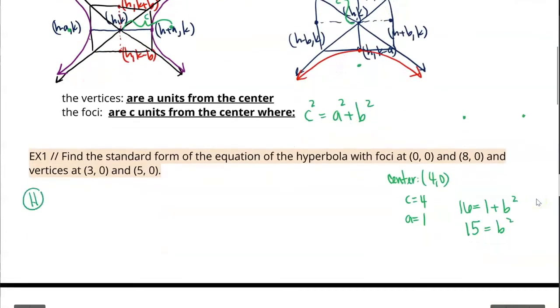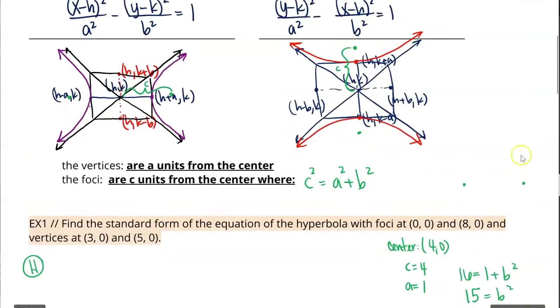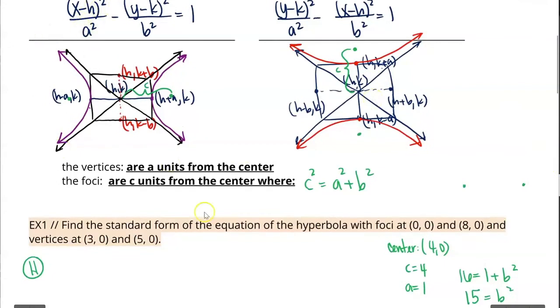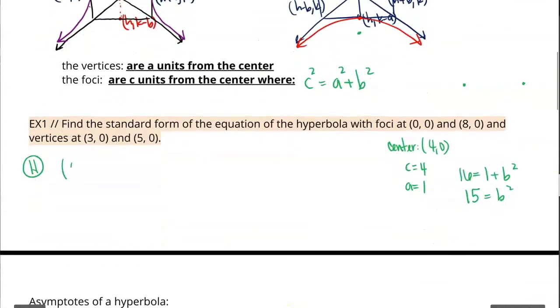So I'm going to use that first form where the x stuff comes first. We're going to have x minus the x coordinate of the center, which is 4, squared over a squared, minus y minus the y coordinate of the center, squared over b squared, and that's why I didn't need to take the square root, right? That's just 15, is equal to 1. And that's it. That's going to be the standard form of that hyperbola.